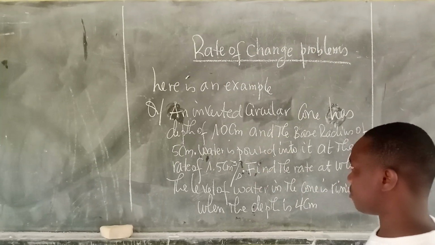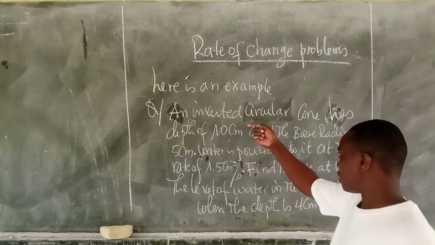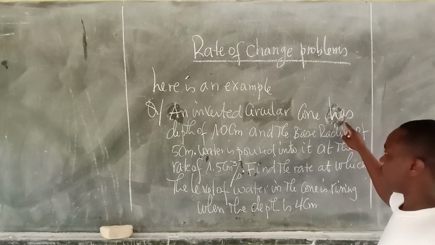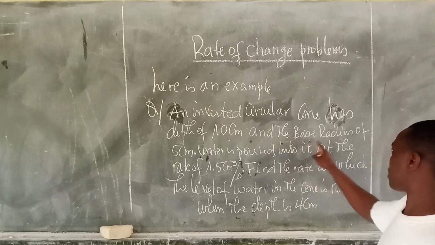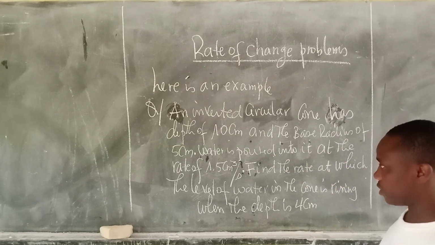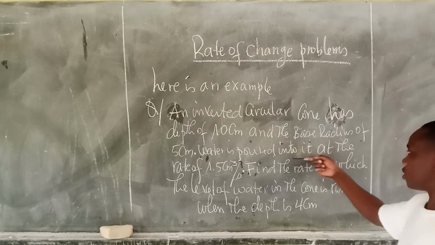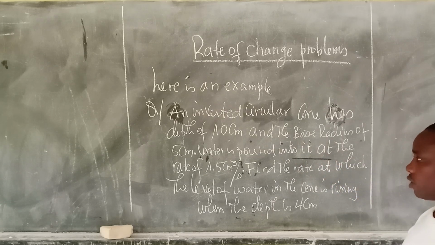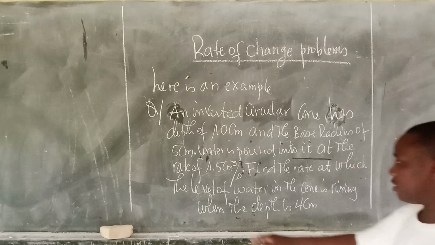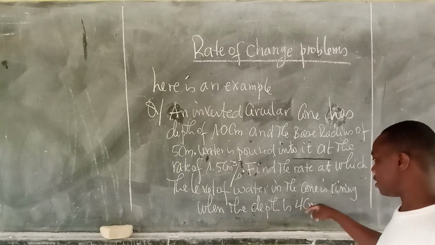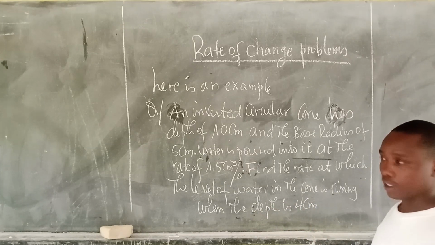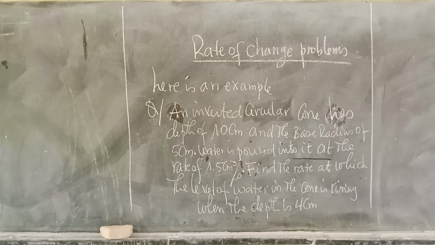Here is an example. An inverted circular cone has a depth of 10 centimeters and a base radius of 5 centimeters. Water is poured into it at the rate of 1.5 centimeters cubed per second. The question is, find the rate at which the level of water in the cone is rising when the depth is 4 centimeters. This is how we are going to solve this problem.